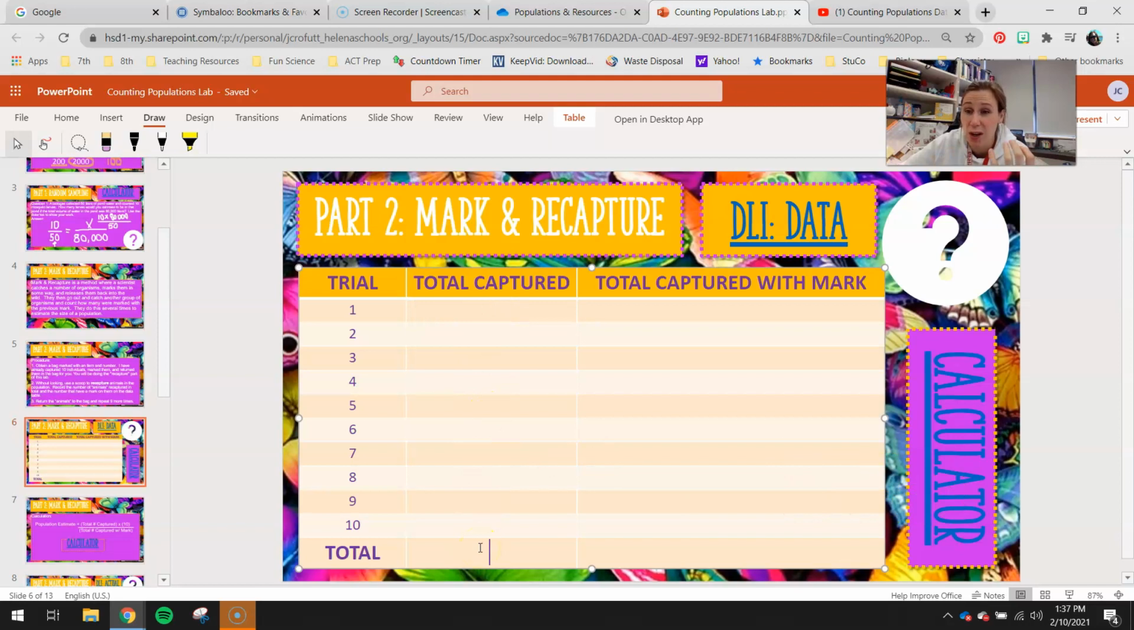So in those 10 trials, how many total did I catch? You're going to need that number for the next calculation. And then of that total that we caught, how many had marks on them? So in 10 times, how many total had marks? Okay, so add those two up. Again, your calculator's right here. You can right click that.